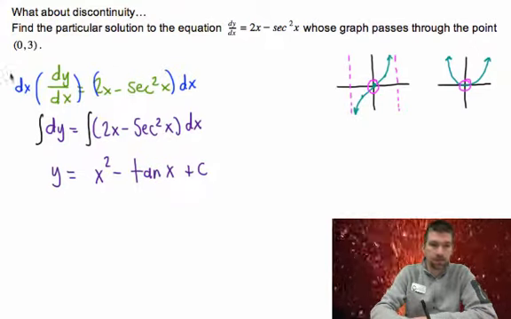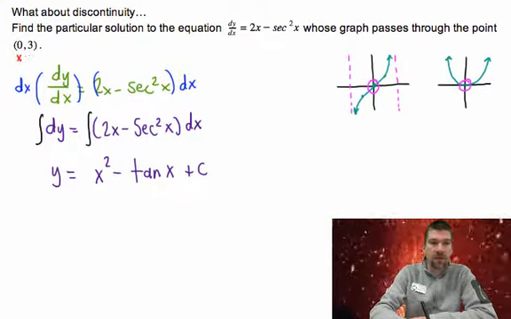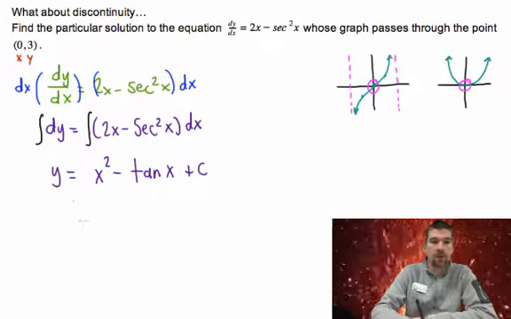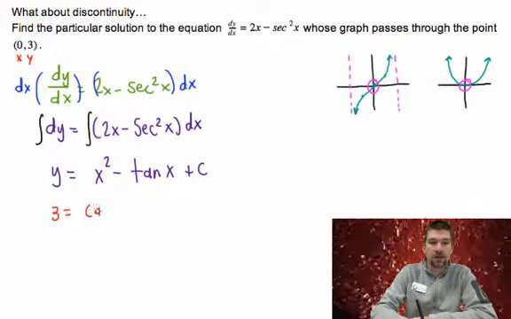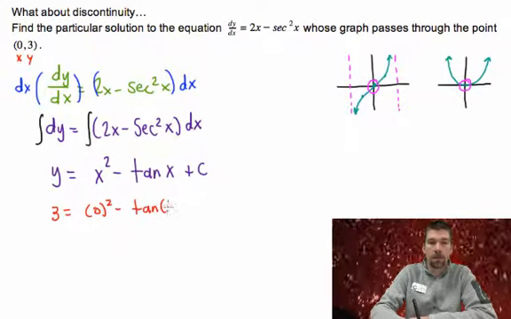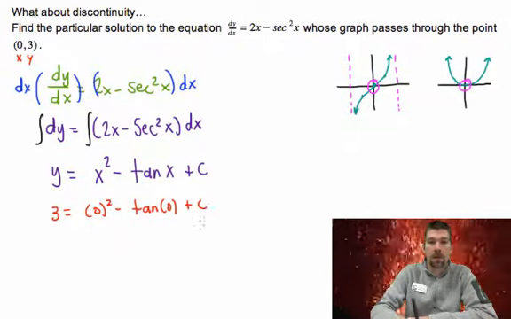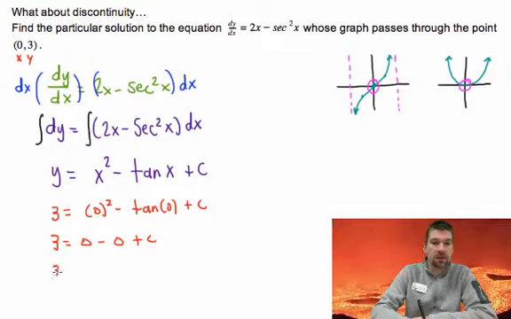So what do we do? Well, we use the old rule that if they give me a point, they've given me an x value and a y value. So I'm going to plug in a 3 for my y. I'm going to plug in 0 for x, and I'm going to solve this out. So this is going to be 3 equals 0 minus tangent of 0, plus c. And as it turns out, they both are 0 at that spot.